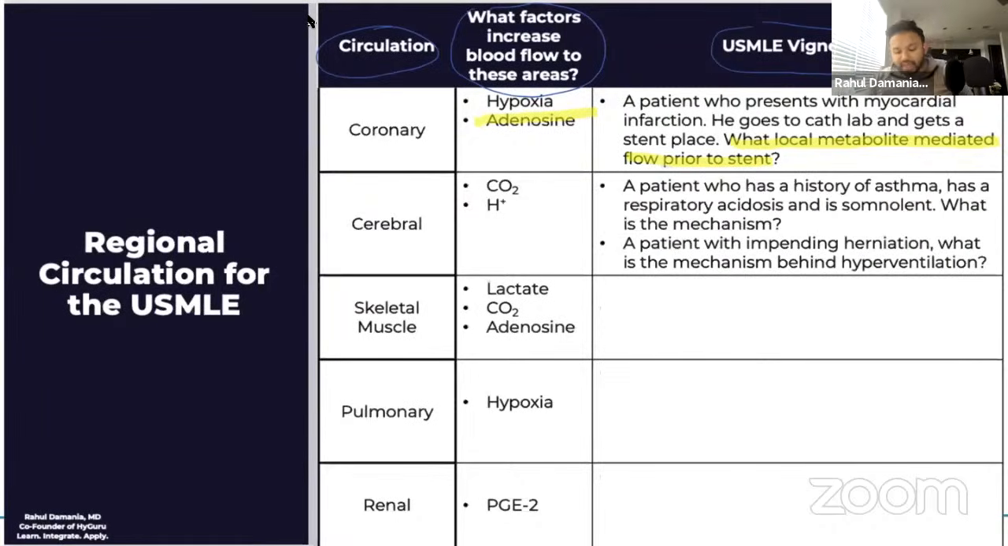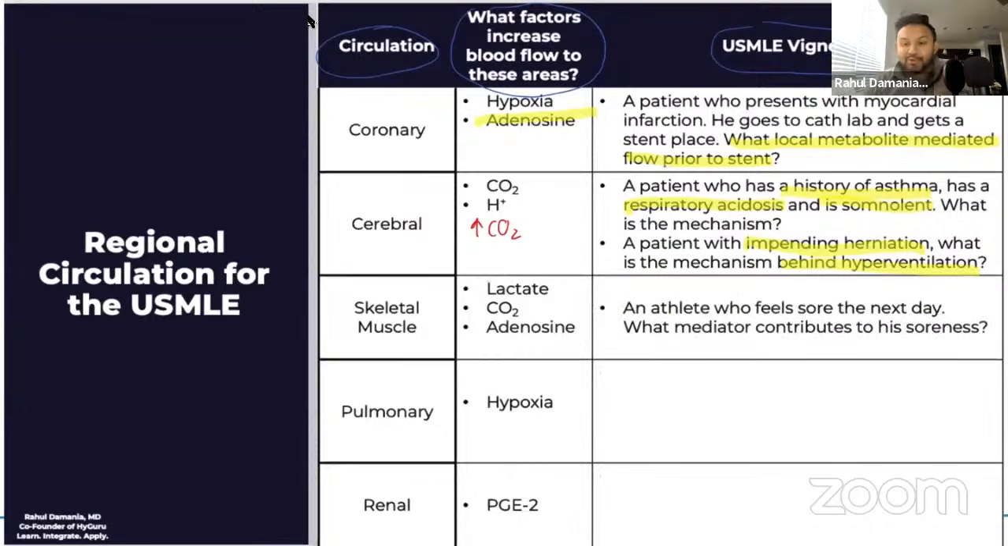Let's go through this question. A patient who has a history of asthma has respiratory acidosis and is somnolent. What is the mechanism? Or how about this one? A patient with impending herniation. What is the mechanism behind hyperventilation? In those cases, you're really getting the concept that CO2 is very tightly regulated in the cerebral circulation. And what you have to know is that a high CO2 causes you to have increased cerebral perfusion. And a low CO2 is going to cause you to vasoconstrict your cerebral vasculature.